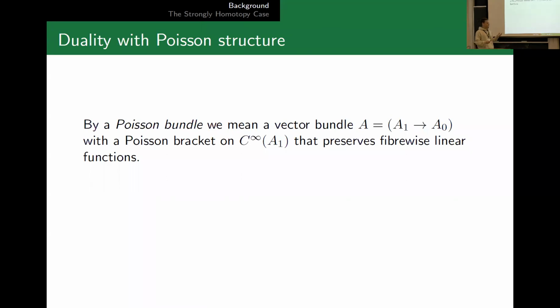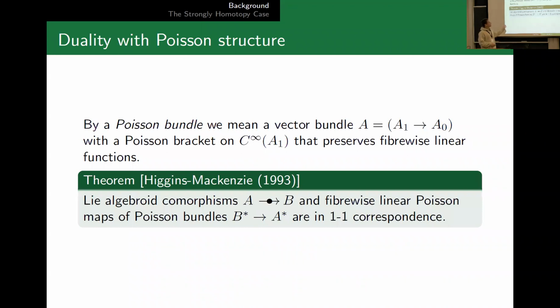Then their relationship with Poisson structure: just to clear things up, by a Poisson bundle we basically mean a vector bundle where the total space is a Poisson manifold, with Poisson structure on the functions on the total space, but in a way that preserves the bundle structure, i.e. the brackets preserve fiberwise linear functions. They showed that these are basically each other in disguise: Lie algebroid comorphisms going one way and fiberwise linear Poisson maps of Poisson bundles going the other way are in one-to-one correspondence.